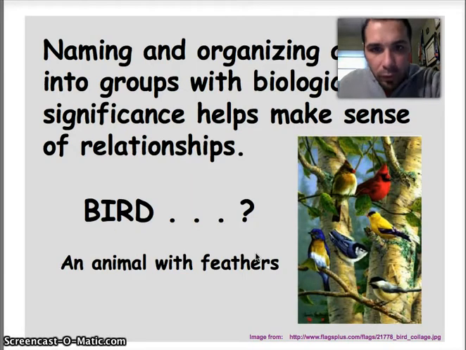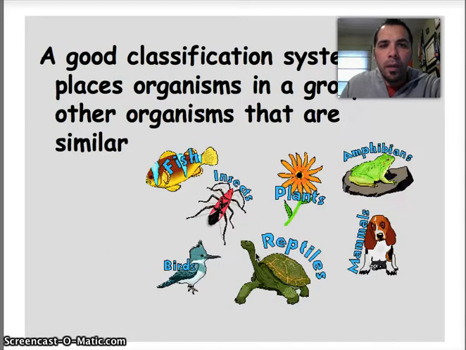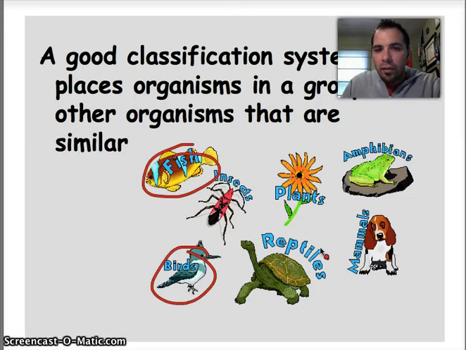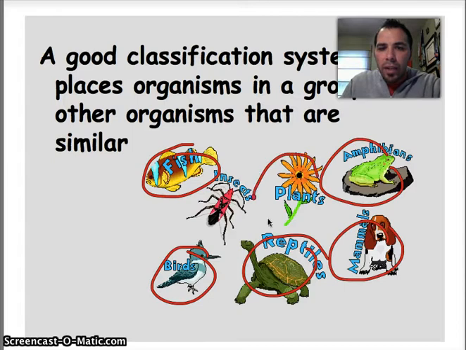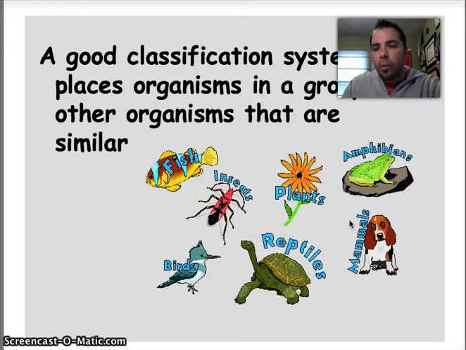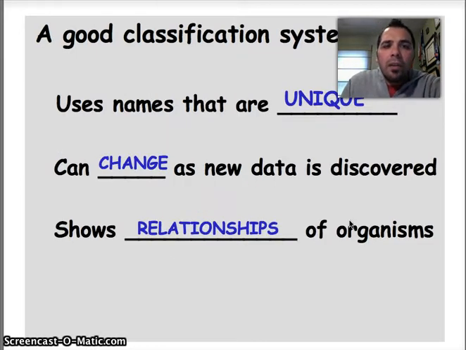Naming and organizing animals into groups with biological significance helps make sense. Birds, for example, are animals with feathers. A good classification system places organisms in groups with other organisms that are similar. So again, here we've got fish all by themselves, birds, reptiles, amphibians, mammals, plants, and then insects. We could see some kind of common relationship between them, but we're going to learn how they're much different.